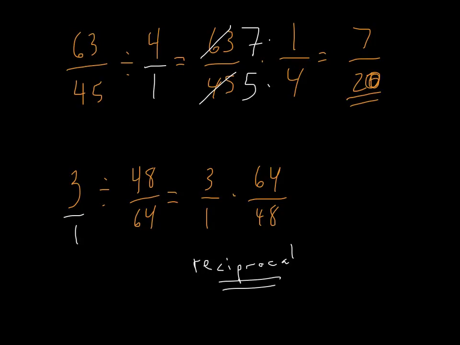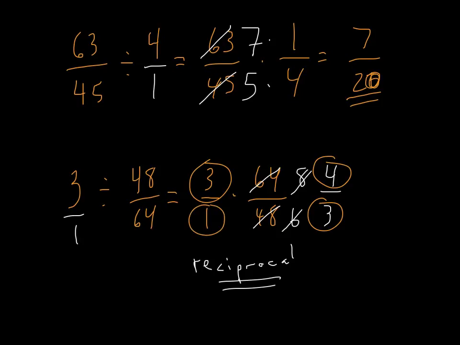Now, greatest common factor might be challenging here, but what's a large factor that goes into 64 and 48? 8 goes into both of these. 8 goes into 64 8 times, and 8 goes into 48 6 times. And now I see, oh, 8 and 6 also have factors in common, 2. So 8 divided by 2 is 4, and 6 divided by 2 is 3. Now we have, on our top part, 3 and 4, and on the bottom we have 3 and 1. But hey, look at this.